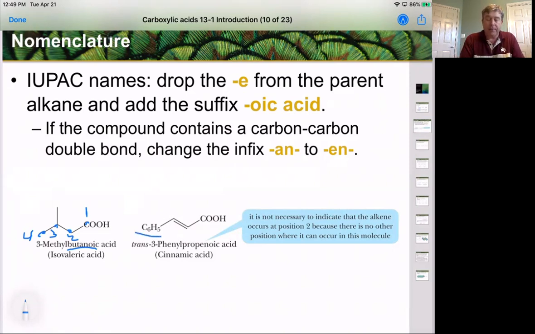In this case here, we have a phenyl group as a substituent, and we have an alkene. So we have 1 carbon, 2 carbons, 3 carbons. So that gives us propene. So it's propenoic acid, and we have a substituent on that 3 carbon. So it's 3-phenyl propenoic acid. And because this group and this group are trans to each other, we have the full name as trans-3-phenyl propenoic acid. Okay, this also is called cinnamic acid as the common name.